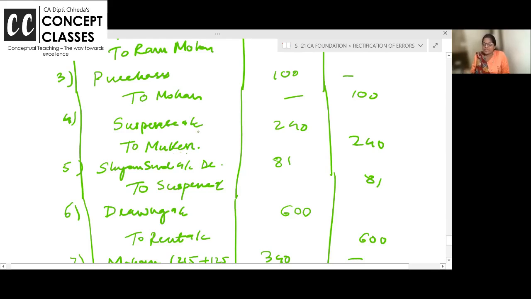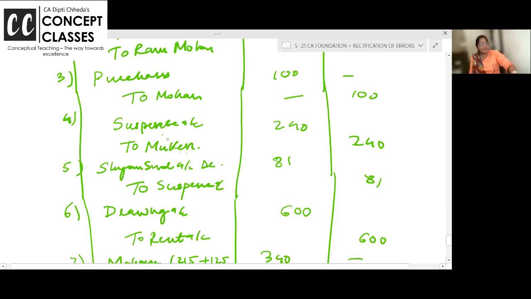So what is the first impact on the trial balance? Mukesh was debited instead of credited. So you have done a debit, but you have not done any credit. So what is the effect on the trial balance? The credit side is short by 240. That's why we have put it in suspense. I hope you are getting it.